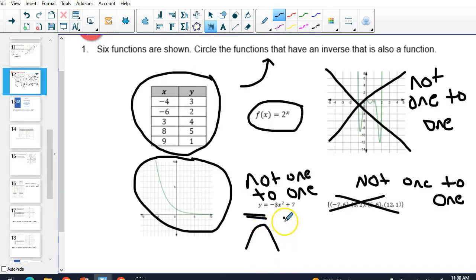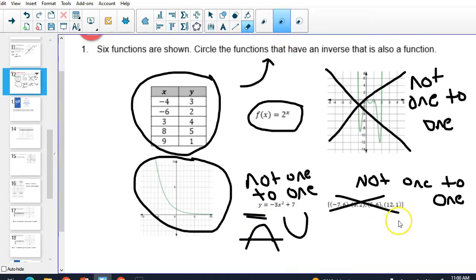But our quadratics, they look like big U's or N's, so they're not going to pass that horizontal line test. So not one-to-one. This one's a little tricky because you have to know what the graph looks like. And then with our points here, 6 repeats as a y value, so it's not one-to-one. It is a function though.